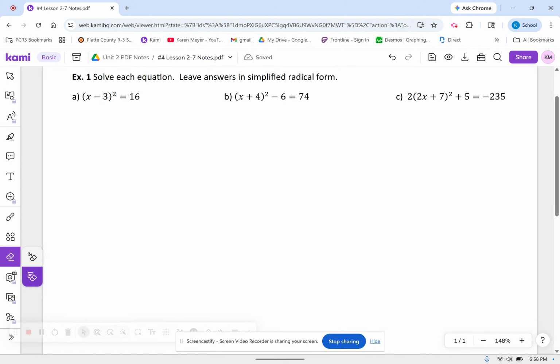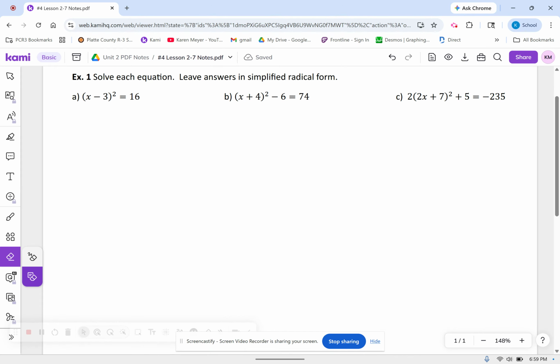The first thing you want to know is that when you are solving the equations, you want to make sure that the parentheses with the power is all by itself. So on A, you will notice on the left side that the parentheses with the power is all by itself. There is no plus or minus number behind it, and there is no coefficient in front of it. So then what we want to do is get rid of the power of 2.